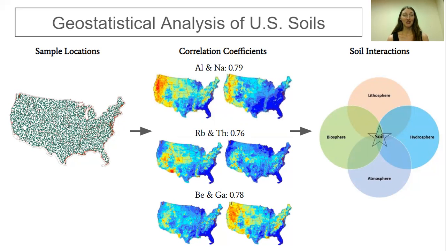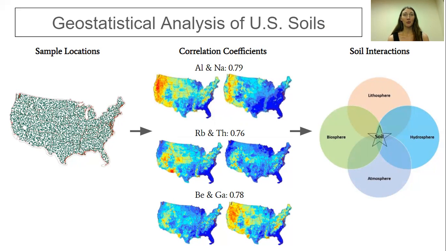In my work, I took geochemical data from all these green points you can see in the first image to create element concentration maps, which were then used to determine correlation between each of them. You can see the colourful maps here in the middle, and the correlation coefficient for each pair written above. The coefficients for these three pairs are similar: 0.79, 0.76, and 0.78.